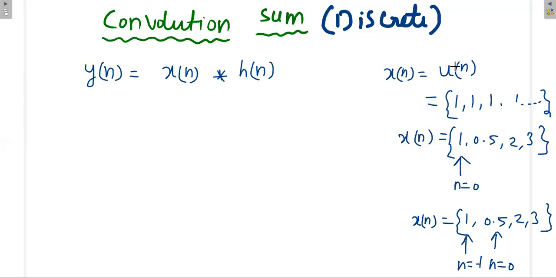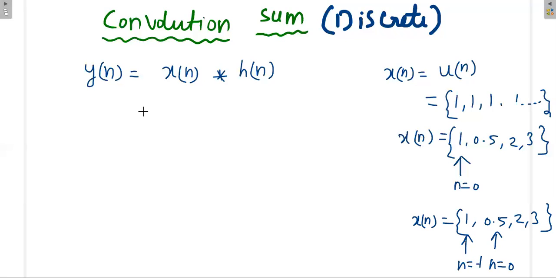Again, the signal may be defined in terms of certain samples, or it may be defined in terms of mathematical operations. From the mathematical operation, we can also get the sample values. We know the sample values for the basic functions. Only the basic function they will give in terms of the mathematical representation, or otherwise directly they will mention the sample values.